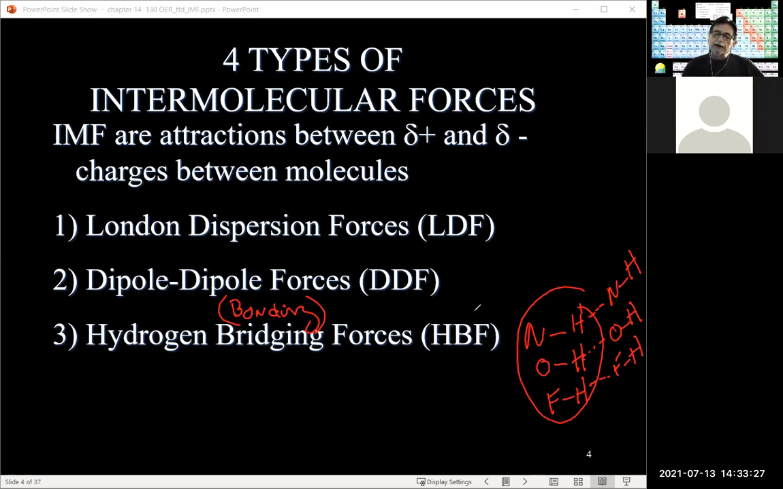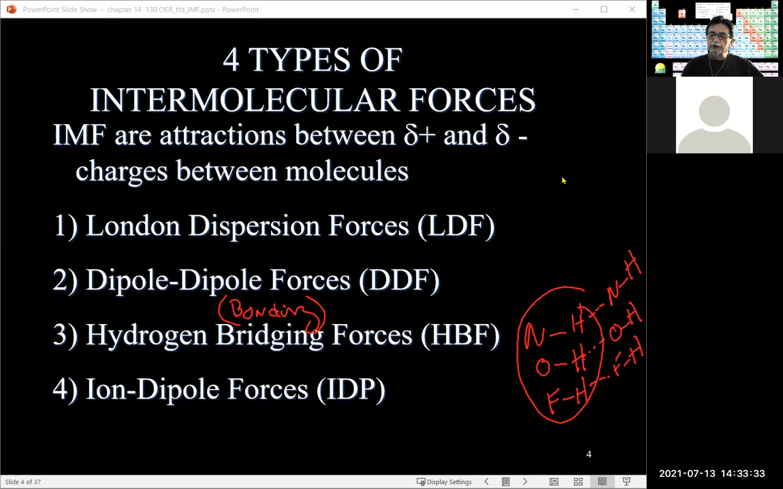Now, the last force is called the ion-dipole force. The term ion should tell you something right away. That when we're dealing with ions, obviously we're dealing with ionic compounds. Numbers 1 through 3, we're dealing with covalent compounds. Covalent. Okay. Here, number 4, we're dealing with ionic.